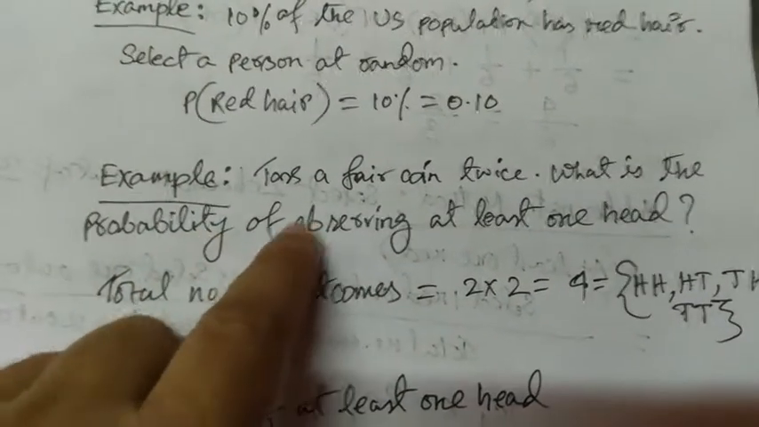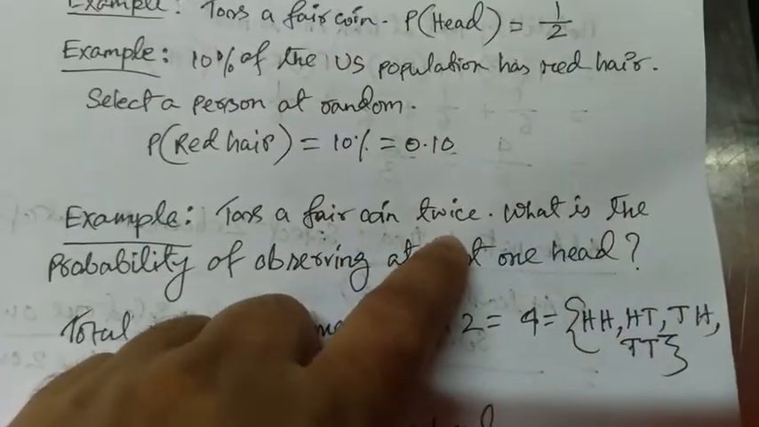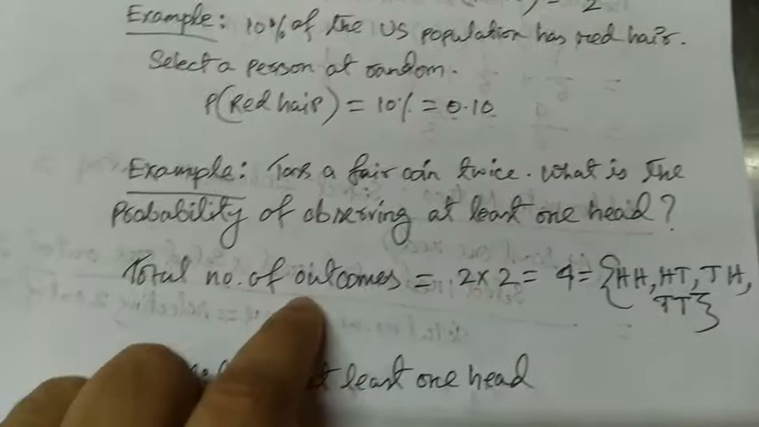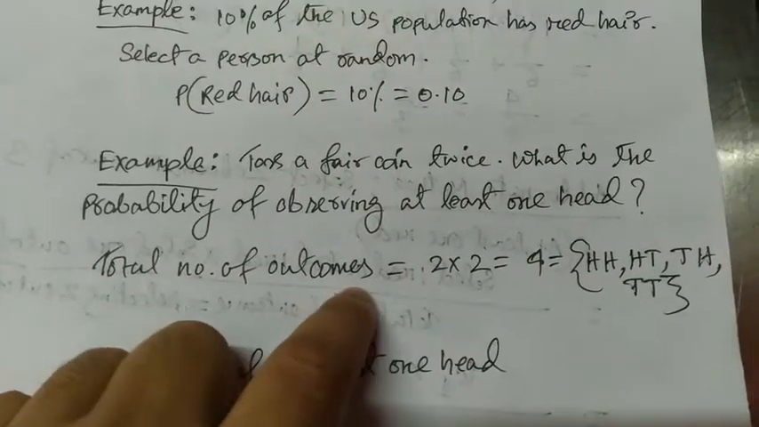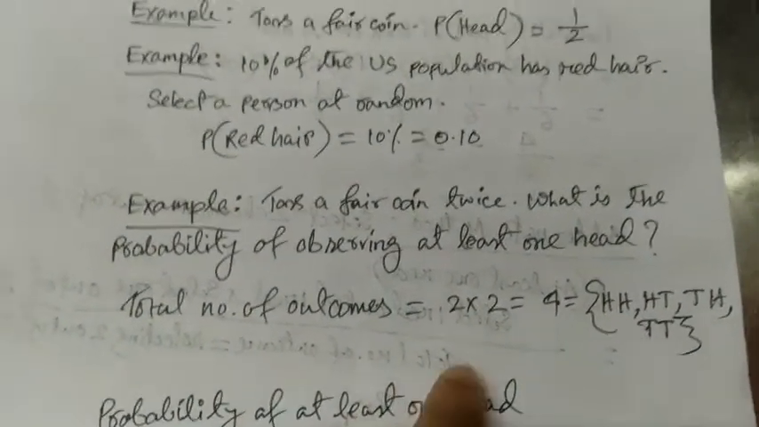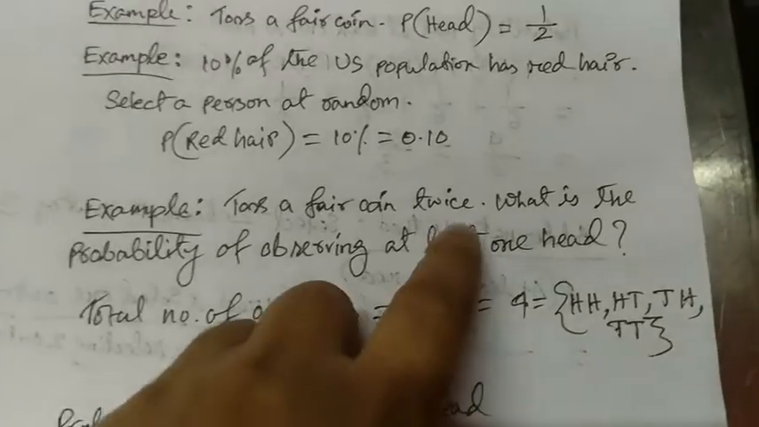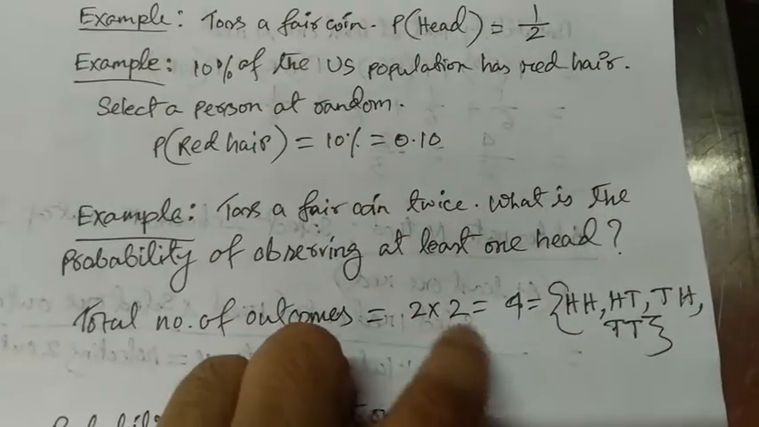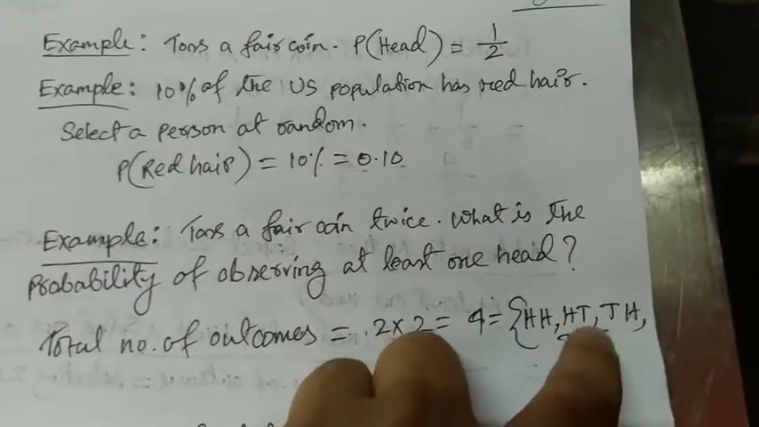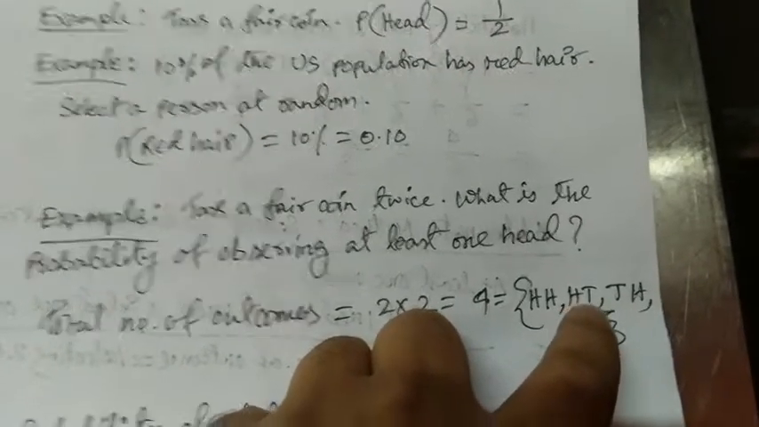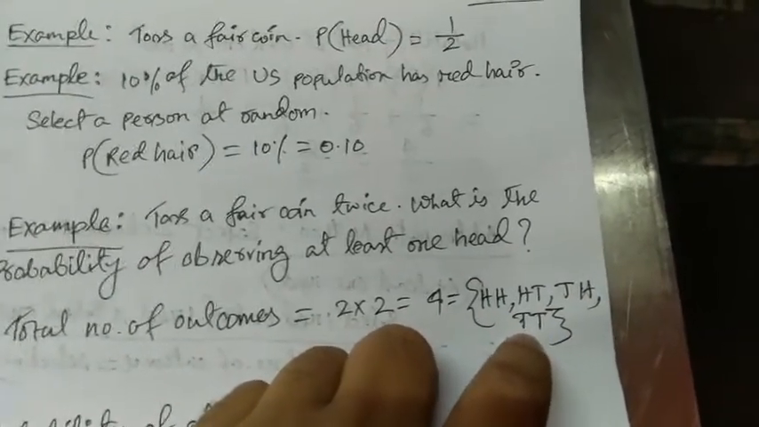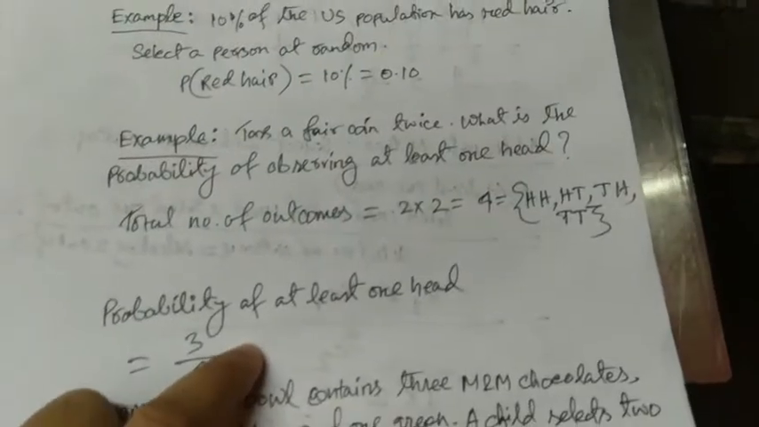So next example: toss a fair coin twice. What is the probability of observing at least one head? As you know already, let us find the total number of outcomes from tossing a fair coin twice. If you toss a coin for the first time, you will get 2 outcomes. If you toss the coin a second time, you will get another 2 outcomes. So total outcomes can be 4. You can get head twice. You can get head the first time and tail the second time. You can get tail the first time and head the second time. You can get tail the first time and tail the second time. So there can be a total of 4 outcomes.